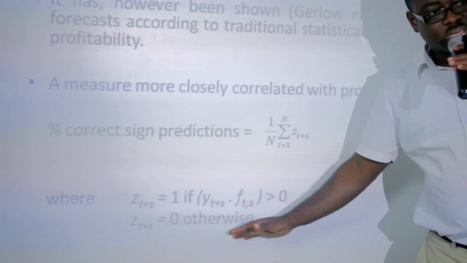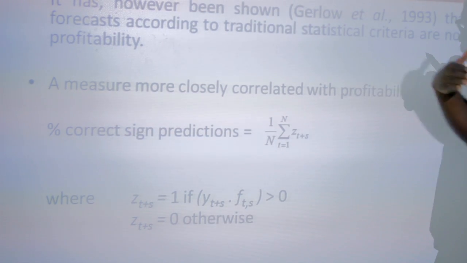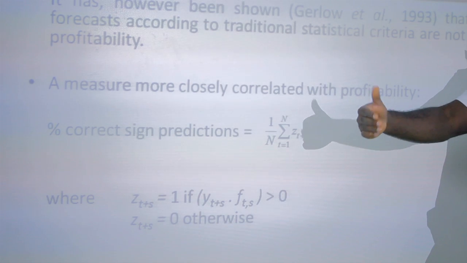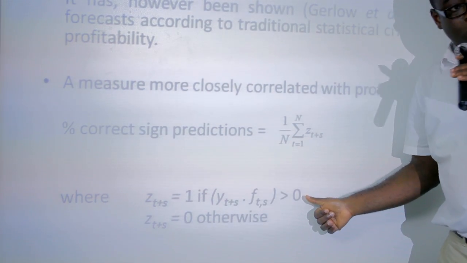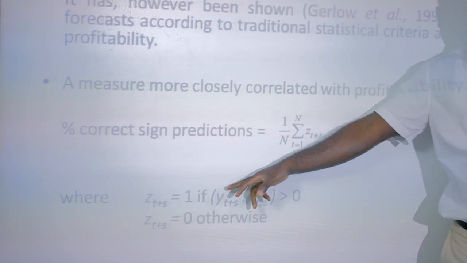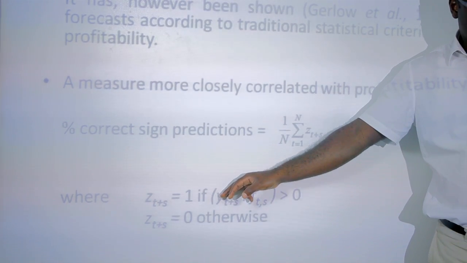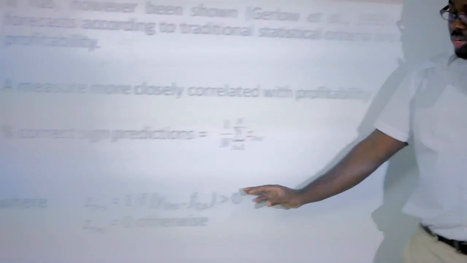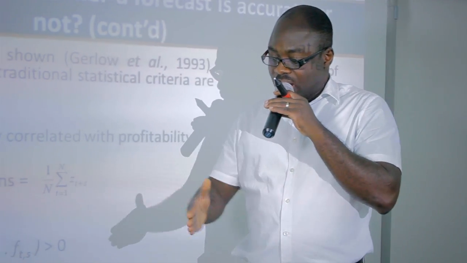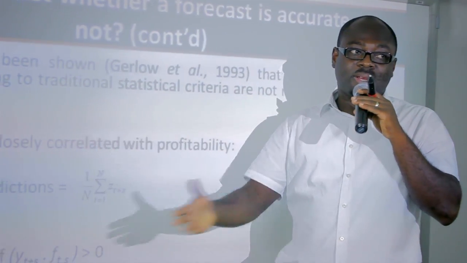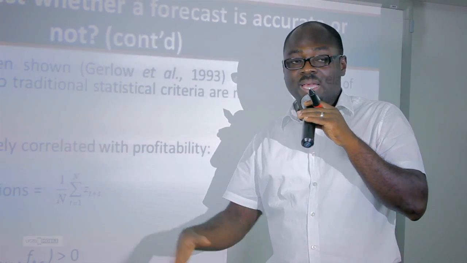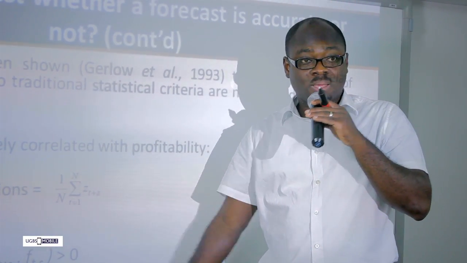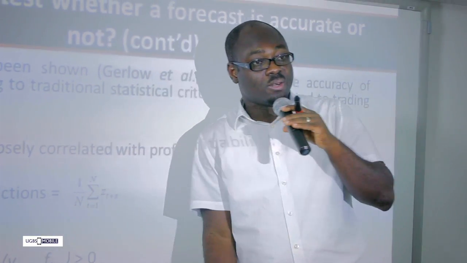Otherwise, it's 0. The only time the product of the forecast and the actual is greater than 0 is when both are positive and when both are negative. If both are negative, on the left-hand side of the number line, or both are positive, on the right-hand side of the number line, then it means they are close, isn't it? So it gives you an indication of 1.